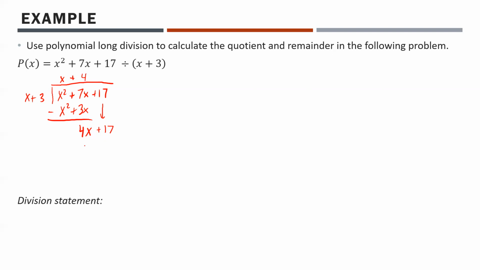Multiply 4 by all this. That'll give us 4x plus 4 times 3 is 12. So 4x plus 12. And as usual, subtract. 4x minus 4x is nothing. And then 17 minus 12, well, that's 5.